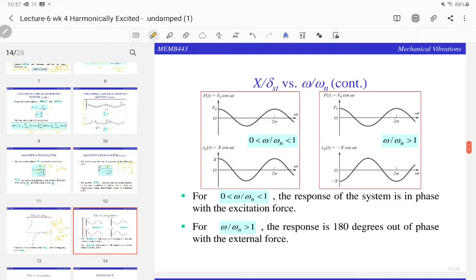So what happens in other cases, when your R is between 0 and 1, and when your R is greater than 1? In terms of phase, the response of the system is in phase with the excitation force, but if R is greater than 1, the response is 180 degrees out of phase.